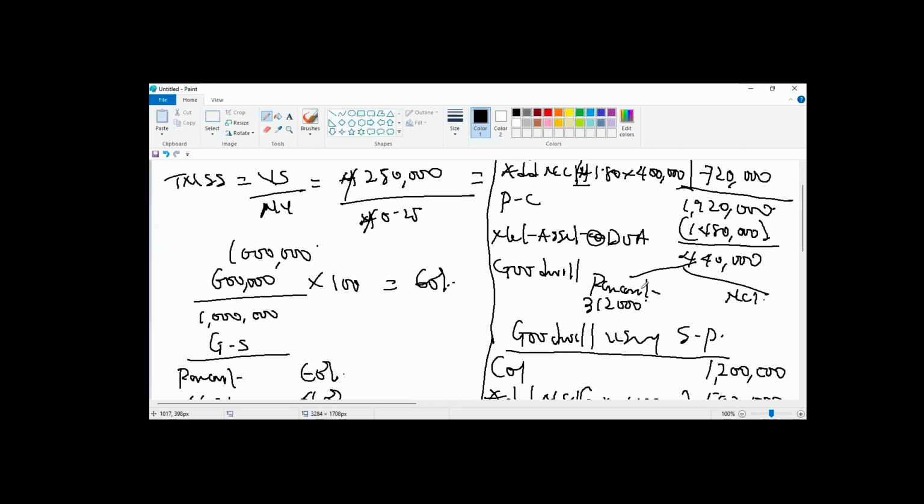Now, 440 minus 312. 440 minus 312 is 128.